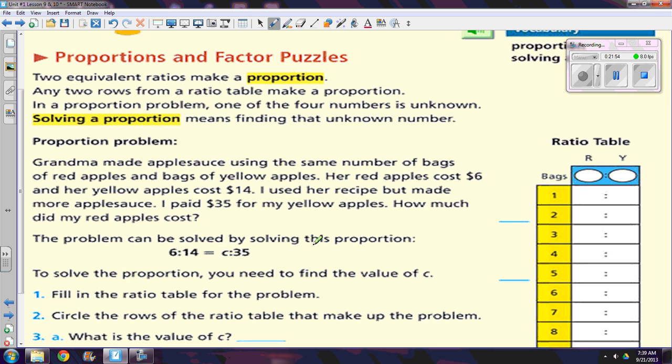Okay, so the problem can be solved by solving this proportion. 6 to 14. But then I paid $35 for my yellow, which is 14 to 35. How much did I pay for my red apples? So this is where you get 6 to 14 is equivalent to C to 35, and you're trying to solve for C. It says to solve the proportion, you need to find the value of C.